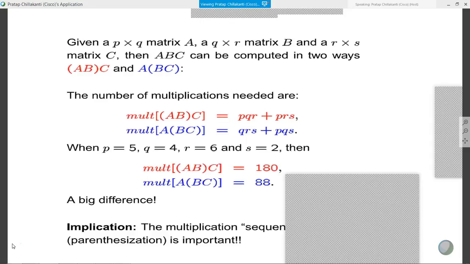So you can see here, when you multiply AB, you get PQR. Remember our formula, right? Three for loops, PQR, you get that many multiplications, correct? So if you take the resultant matrix, what was it? When you multiply AB, you get a P by R, right? So then it becomes PRS, the second one. So you get those two. If you do it the other way around, you get QRS plus PQS. Does everyone understand those two statements?